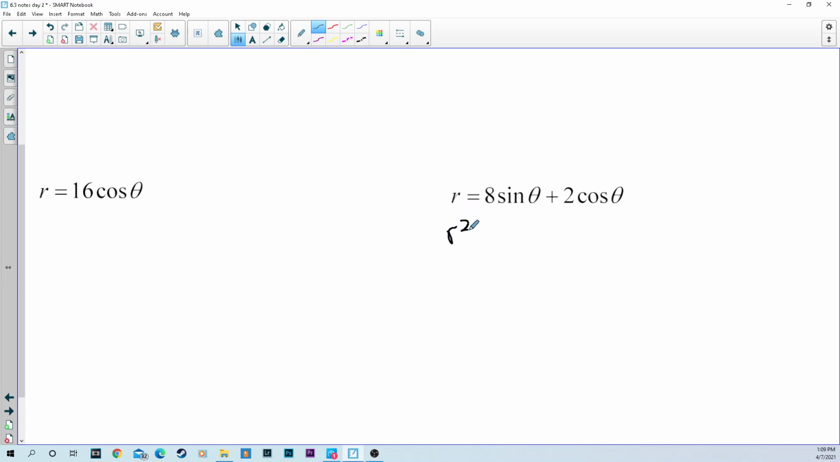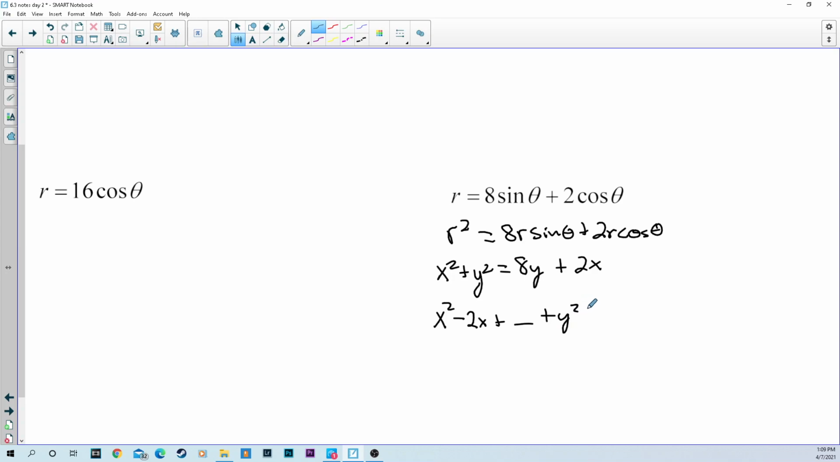Here we're going to multiply both sides by r also. We have 8r sine of theta plus 2r cosine of theta. And x squared plus y squared is equal to 8y plus 2x. And now we're going to have to complete the square on both x and y. So we have x squared minus 2x plus something plus y squared minus 8y plus something is equal to 0 plus something plus something. 2 divided by 2 is 1. 1 squared is 1, so we're adding 1 to both sides. 8 divided by 2 is 4. 4 squared is 16, so we have 16 here. That's going to be x minus 1 squared plus y minus 4 squared is equal to 17.